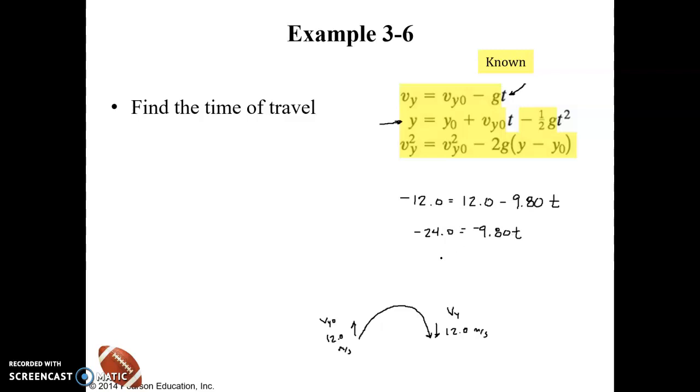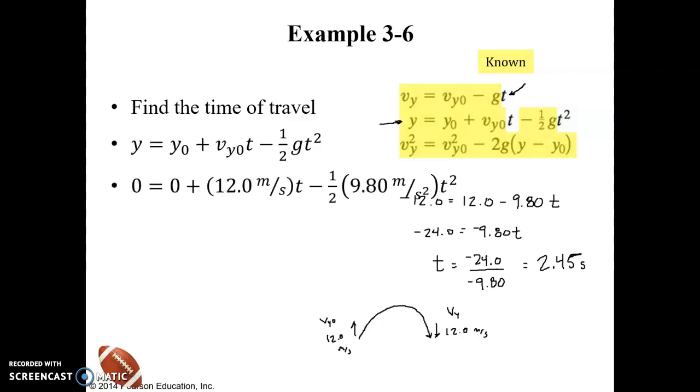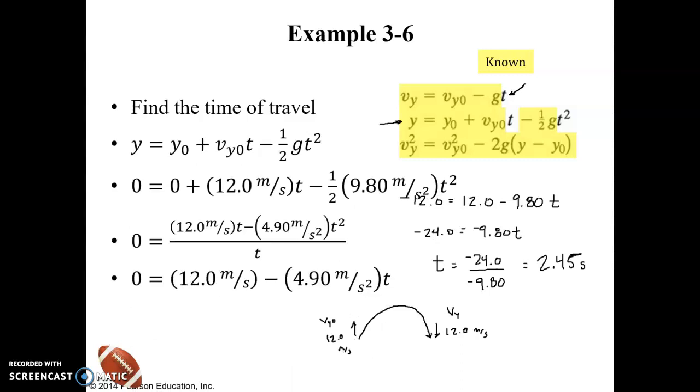And then divide both sides by negative 9.8, and I would get t is equal to negative 24 divided by negative 9.80. That should be 24.0. And that is equal to 2.45 seconds. So let's compare that solution with what is in the PowerPoint using this other equation. Plug everything into that and solve it.